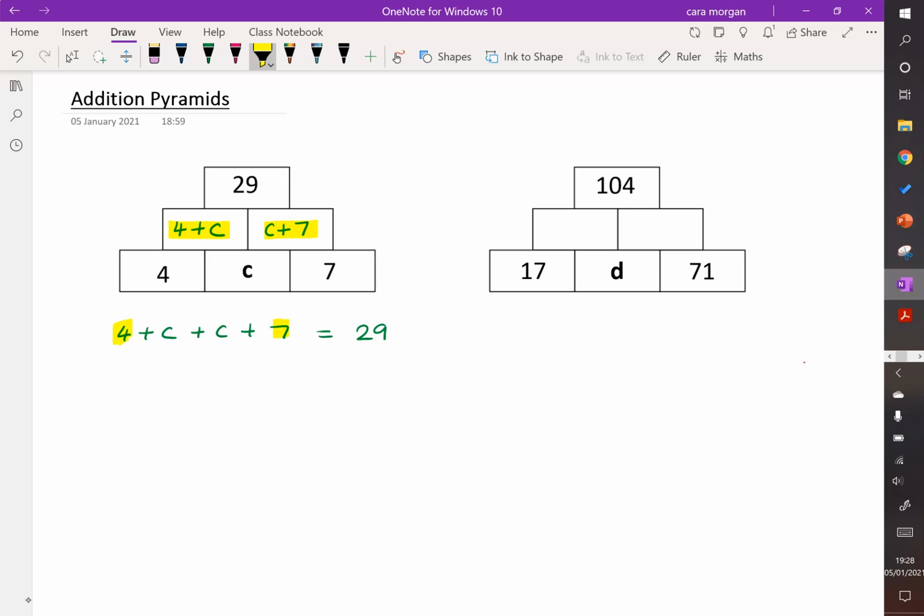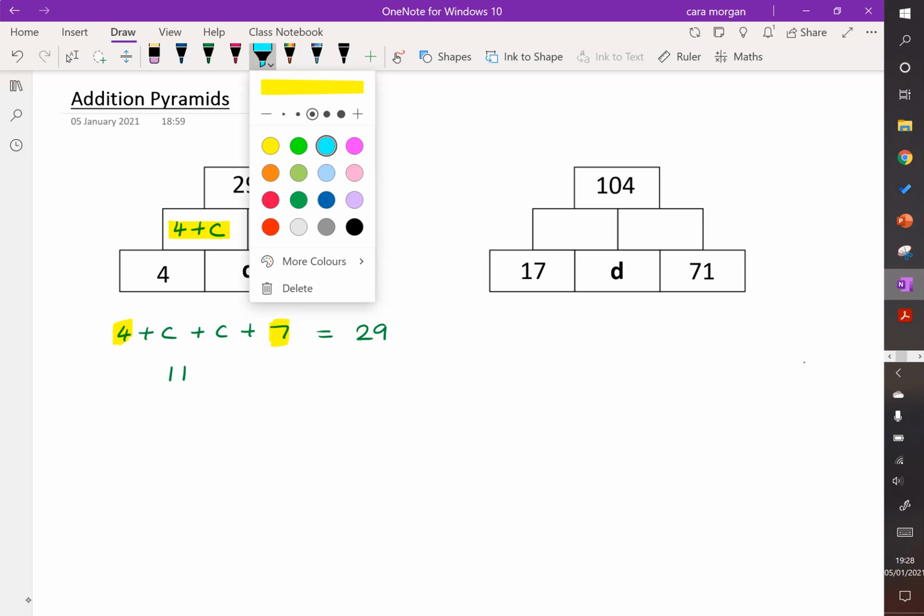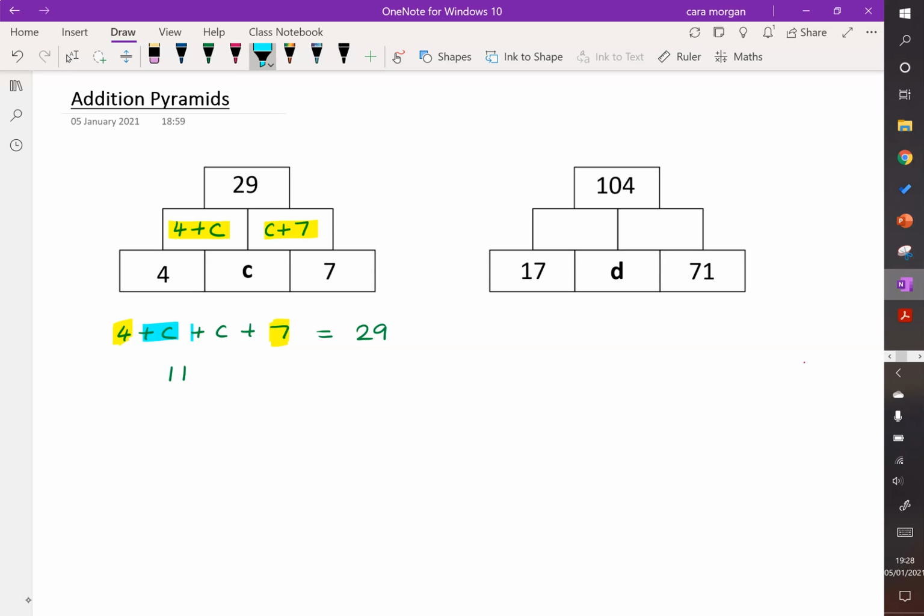I can clearly see that 4 add 7 is going to give me 11, but this time I've got another variable, which is C, and they are like terms. So C add C is 2C, so I'm going to write 11 add 2C is equal to 29. That's my equation that I've formed. I'm now going to solve it by subtracting 11 from both sides. And I get 2 C's. I think that is 18. That means I've got to divide both sides by 2, just like we did yesterday in the lesson. And I think that C must be worth 9.